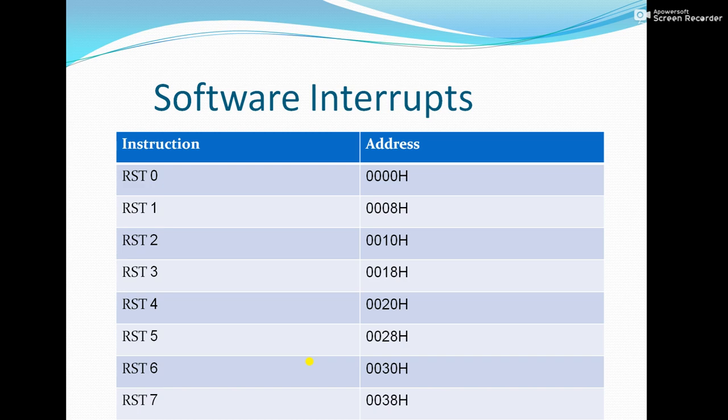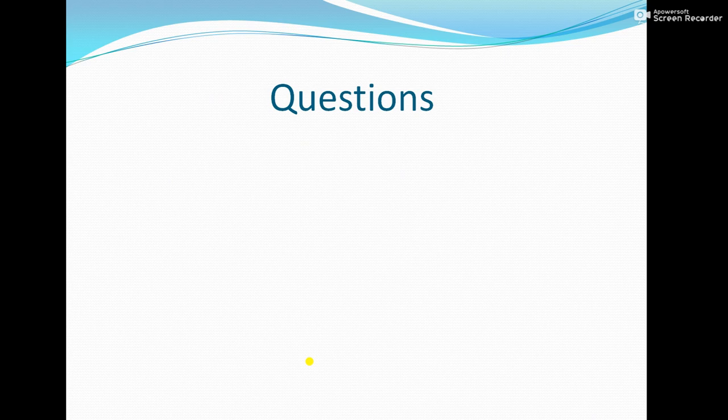Now here we have finished with software interrupt. I hope everybody understood what are the hardware interrupts and what are the software interrupts. Also, what are the vector addresses for types of hardware interrupts and what are the vector addresses for different software interrupts. Now, we will discuss some questions related to this topic that have already come for board exam.